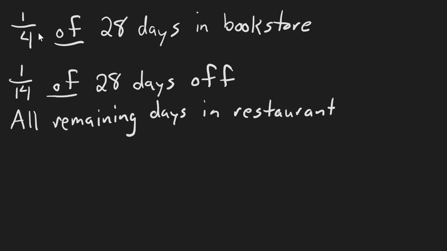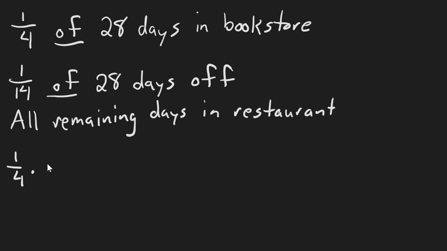So to figure out how many days we spent working at the bookstore, we need to take 1/4 of 28. And when we see this "of," that's a big indicator that we're working with multiplication. So we need to multiply 1/4 times 28. So let's do that. 1/4 times 28. Now, how do you multiply a fraction times a whole number? Well, I'll show you a trick.